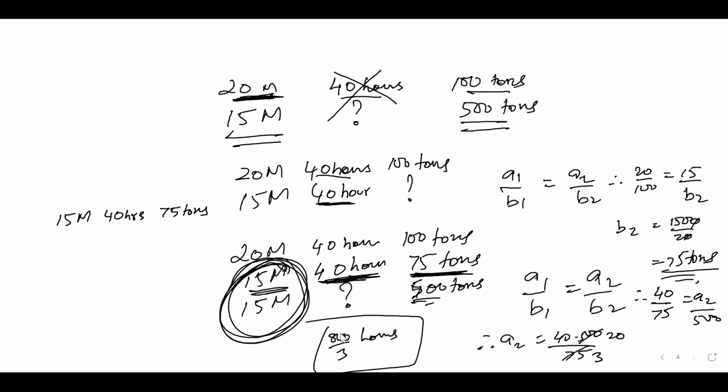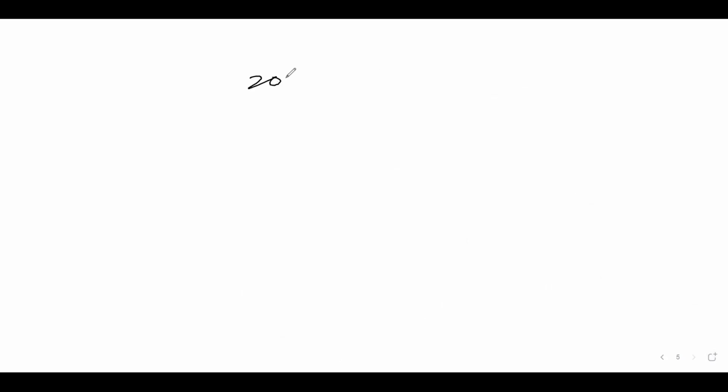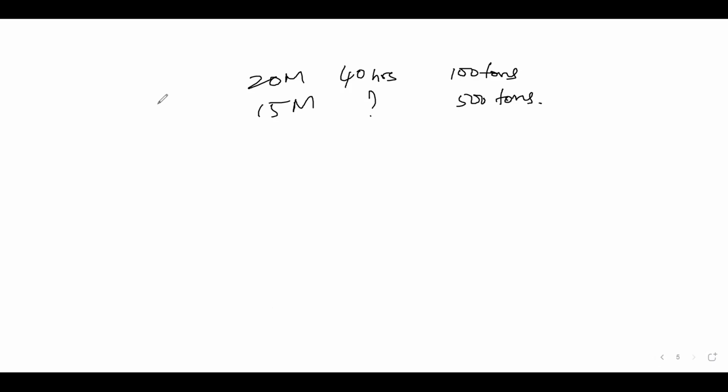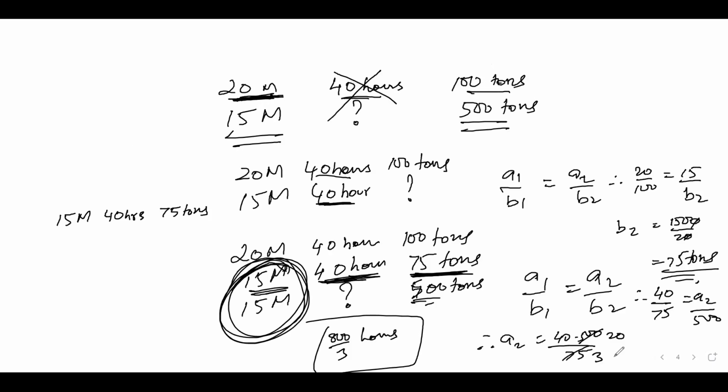Okay. Now, even better is the relationship out here. So what is the relationship? Let me just memorize this question: 20, 40, 100, 15. So I'll just go back and forth. Hang on a minute. 20 machines, 40 hours, 100 tons. 15 machines, how much time for 500 tons? Correct. Okay. So now memorize the answer, it was 800 by 3 hours.